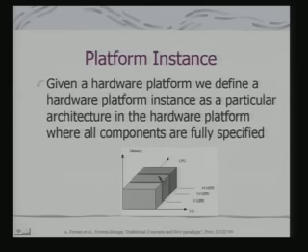An instance will be what? An instance will be a CPU which operates at a particular speed.